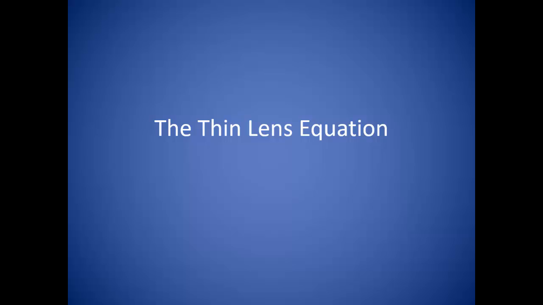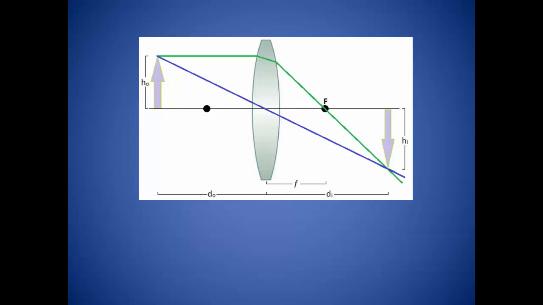Just like with mirrors, we can derive an equation that relates the image distance to the object distance and the focal length of a thin lens. We take a couple of the rays we drew in our ray diagram to relate the image to the object. D sub O represents the object distance, while D sub I represents the image distance. H sub I is the image height, and H sub O is the object height.